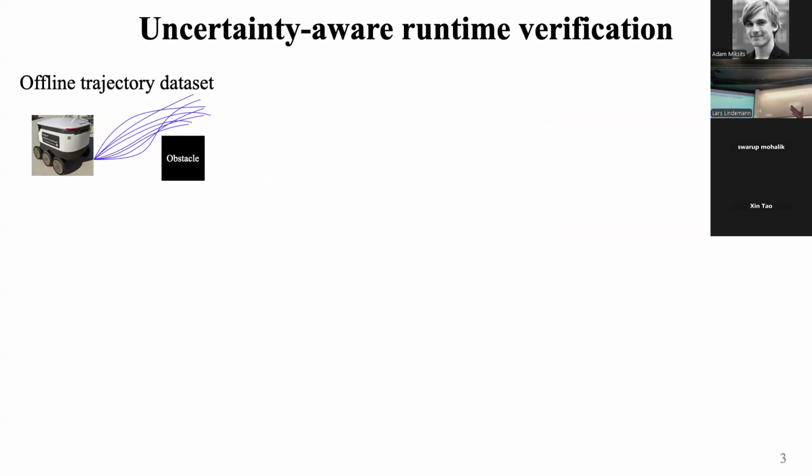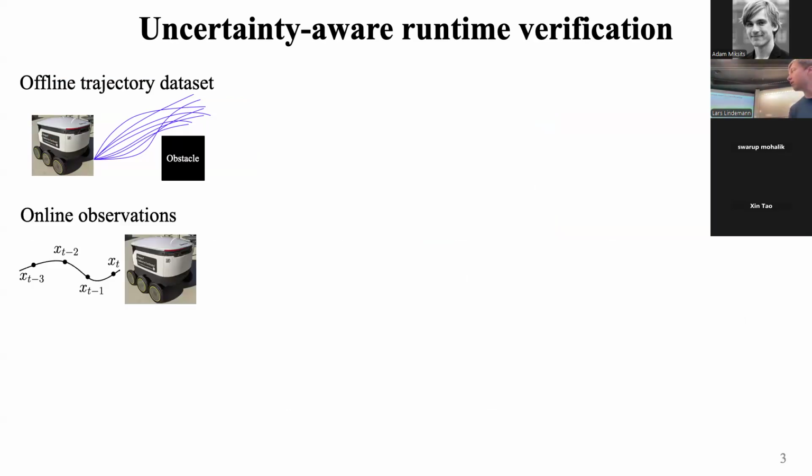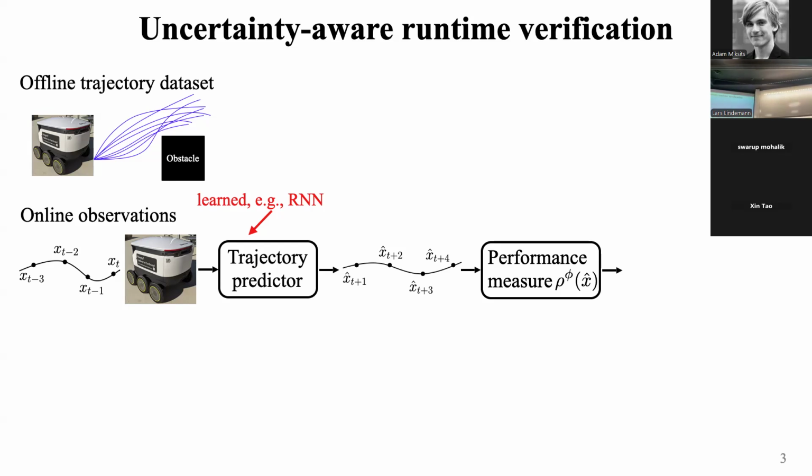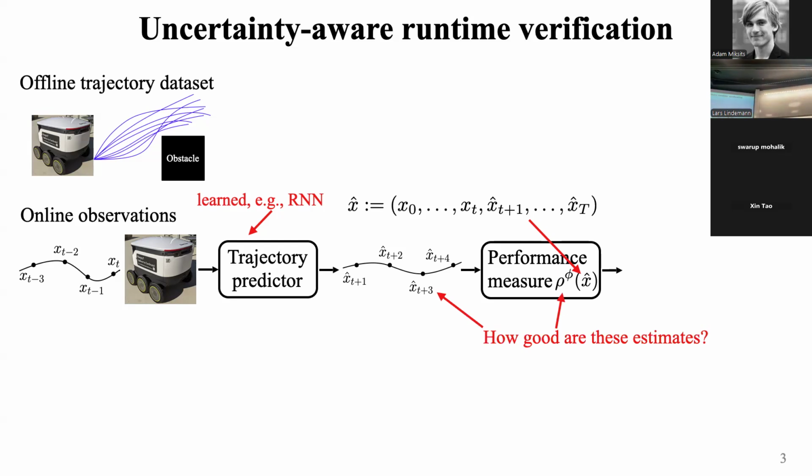I want to give you the high-level overview again. We again assume that we have this offline trajectory data set of calibration data. Then during runtime, like I said before, we assume that we know the states of the system up until time t. We use some predictor to predict the future behavior of the system, here denoted by x hat of t plus 1, x hat of t plus 2. Then we compute this performance measure, or the temporal logic robustness, over x hat, which are our observations and the predictions that we've made. But since we're using predictions, the question is, well, how good is this predicted performance measure? And how good are our predictions that we've made in the first place?